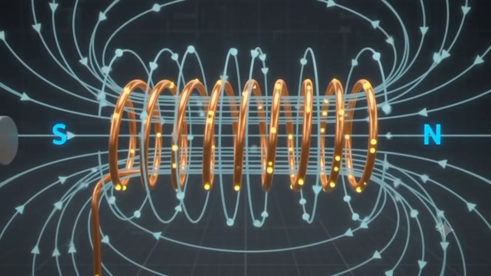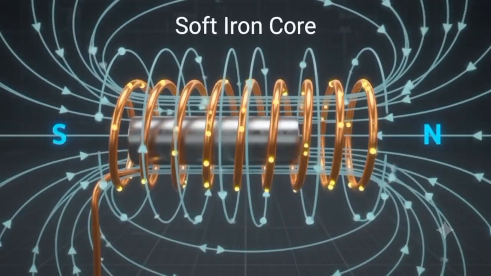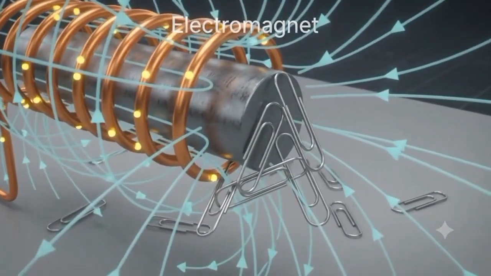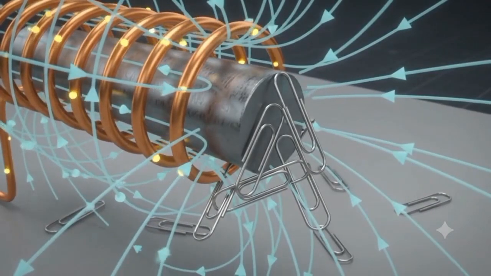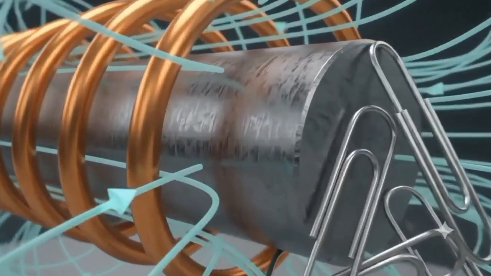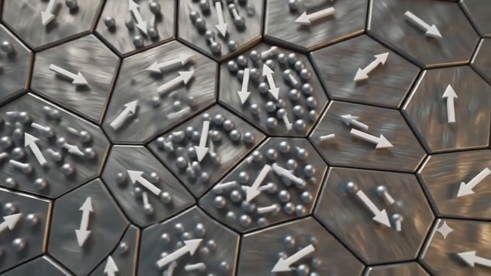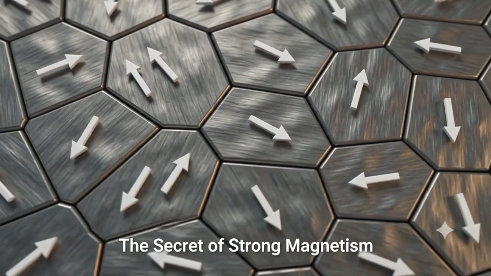Now, place a soft iron core inside the solenoid. The magnetic field becomes much stronger. This combination is called an electromagnet. Now, why does the soft iron core make the electromagnet stronger? The answer lies deep inside the iron itself.